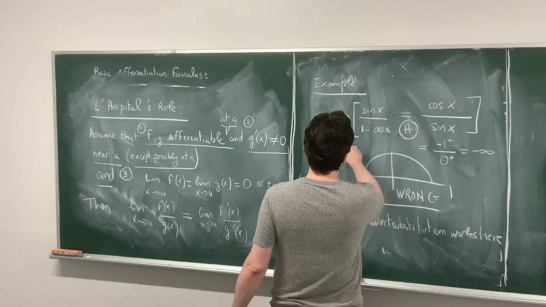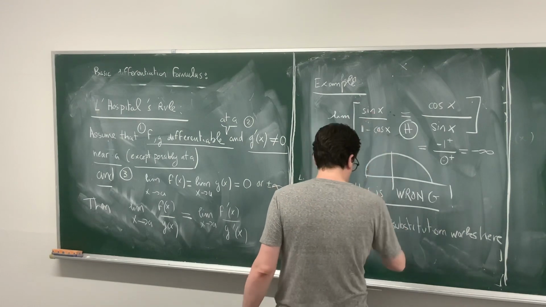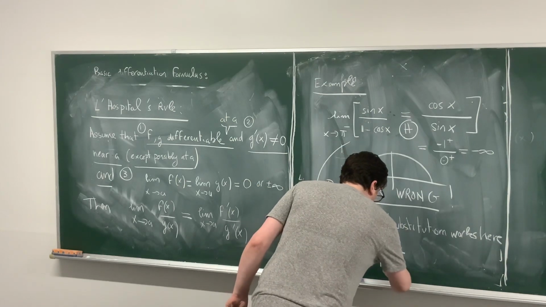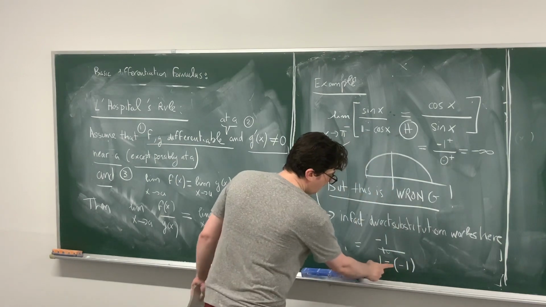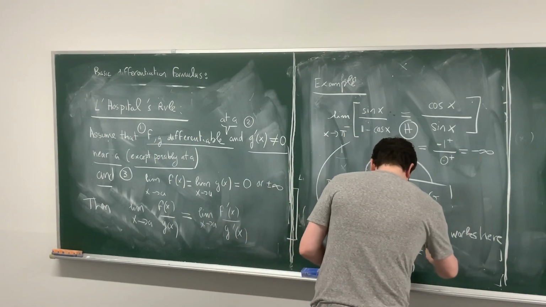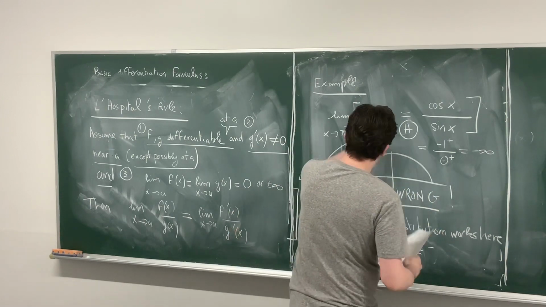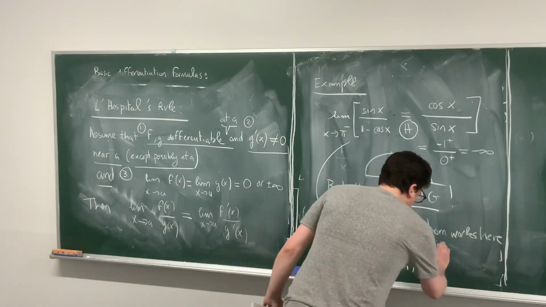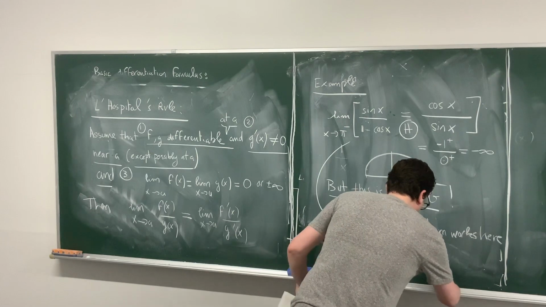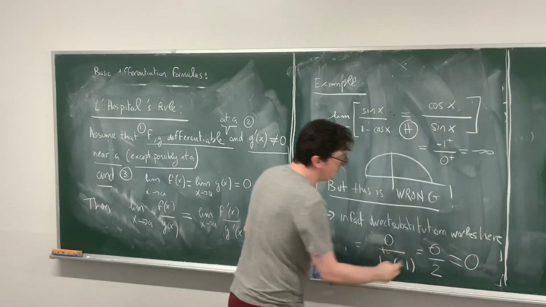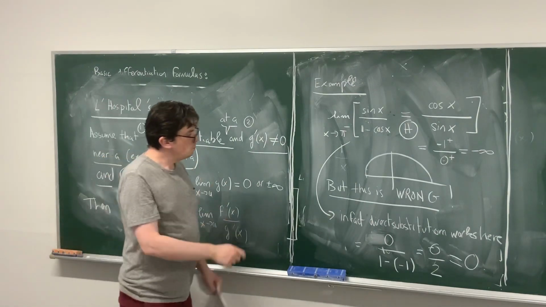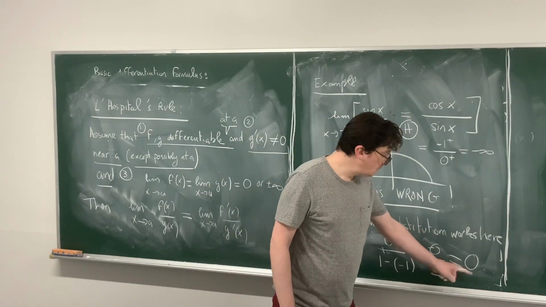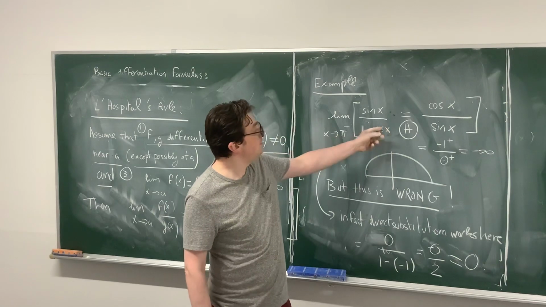The limit when x goes to pi, sine goes to 0, and here we will go to 1 minus minus 1, which is 2. So 0 over 2 is 0. This is totally well defined. If you apply direct substitution, you will find that the limit is 0. This is the answer. The real answer is that this limit is 0.